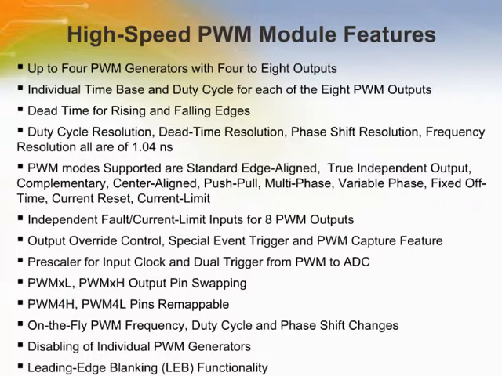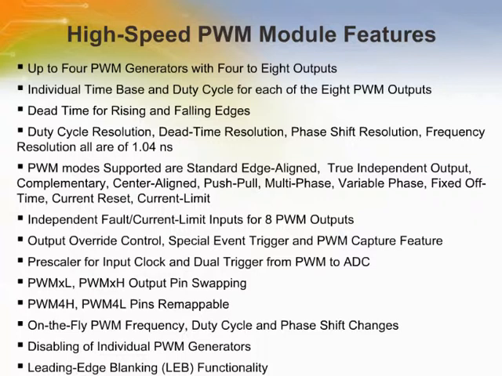PWM1H, PWM1L, PWM2H, PWM2L, PWM3H, PWM3L, PWM4H, and PWM4L. For complementary outputs, these 8 input-output pins are grouped into H/L pairs. For center-aligned mode, the duty cycle, period, phase, and dead time resolution will be 8 nanoseconds.